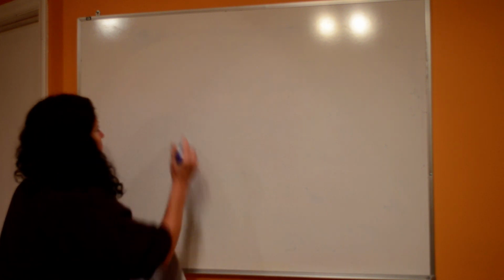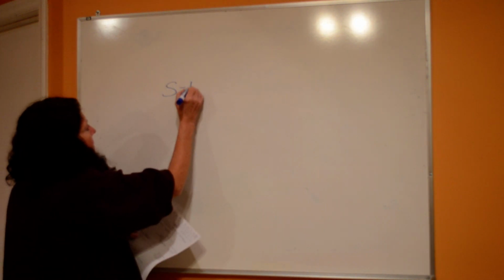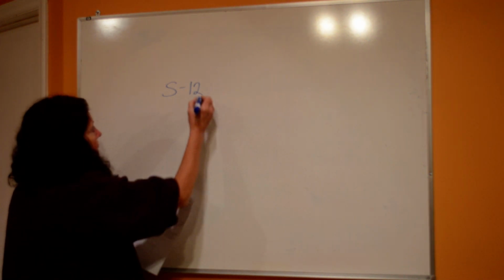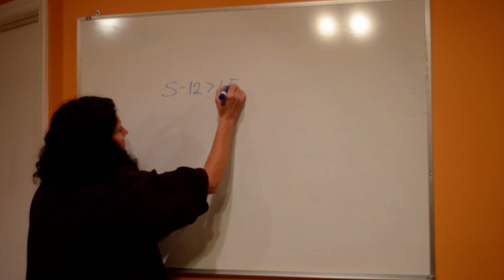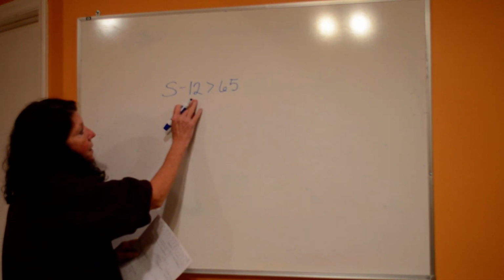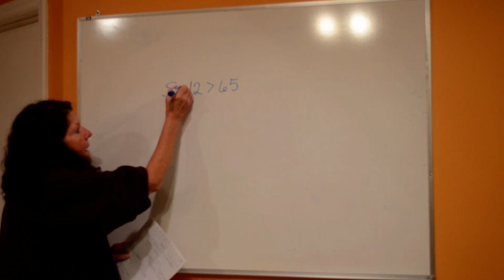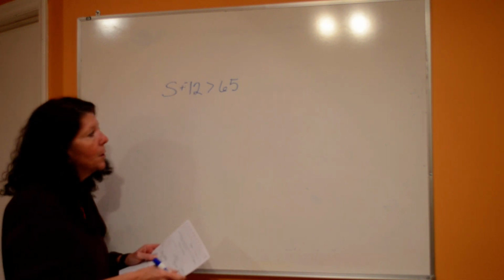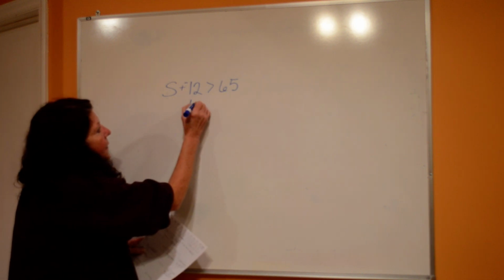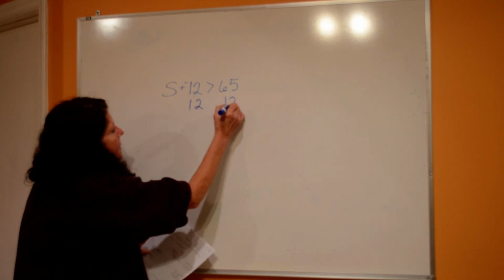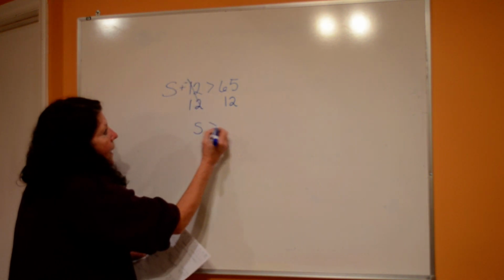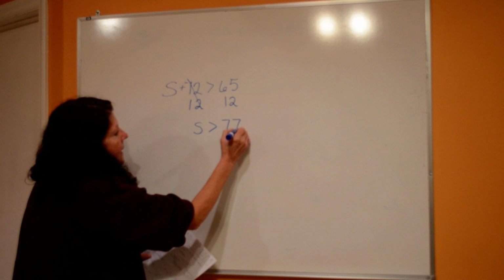Let's say that I have this one. S minus 12 is greater than 65. Okay, in order to solve for the s, I have to get rid of the 12. If I want to, I can add the opposite of the second number. So I have a -12. To get rid of it, I would need to add a +12. So I'm left with an s is greater than 77.